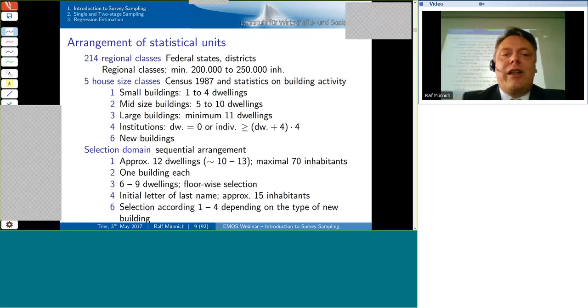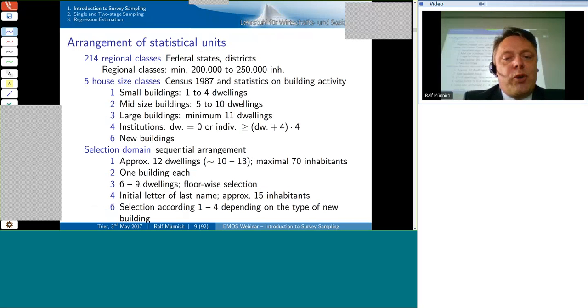To give some more information, we have regional classes. So we have somehow a stratification towards regions. A little bit unlucky that I already talk about strata, even if you haven't been talking about stratified random sampling, but to give some ideas, the regional classification, the classification with respect to house size classes, so you have small buildings, mid-sized buildings, large buildings, institutions, and new buildings. And what you see is somehow the size of them.